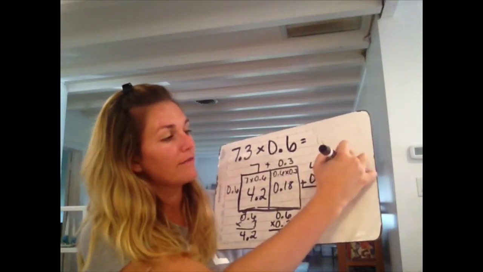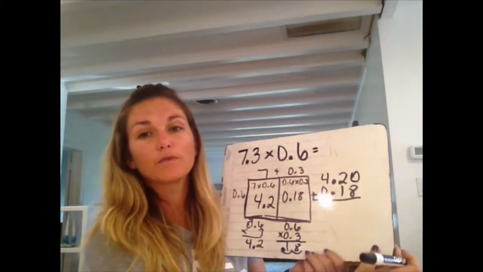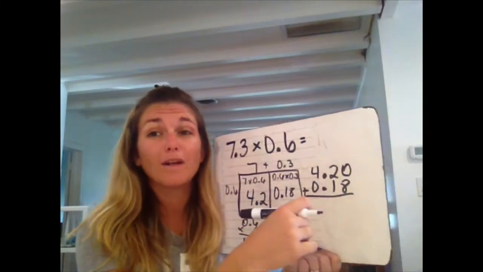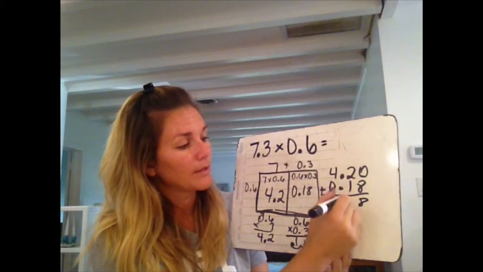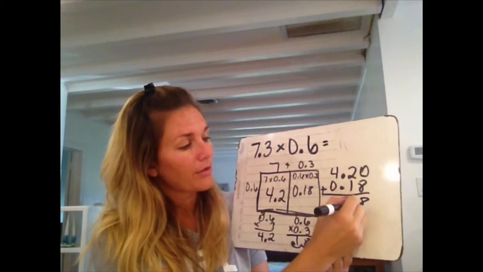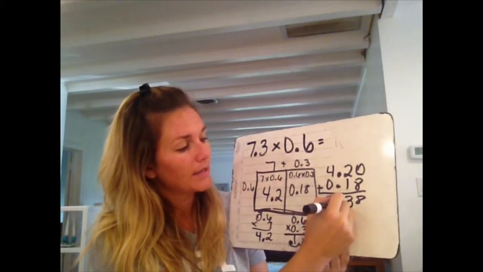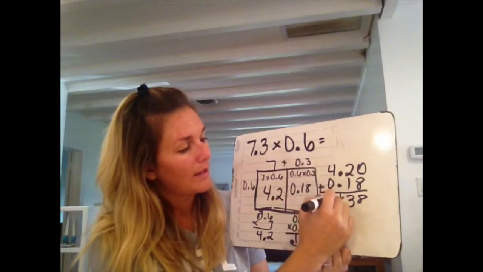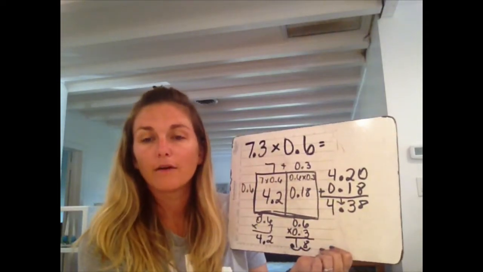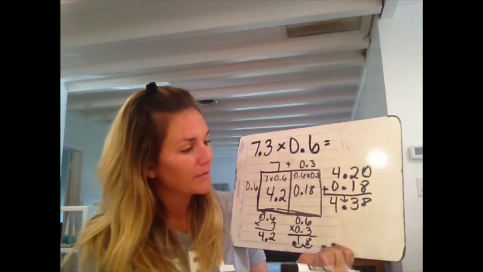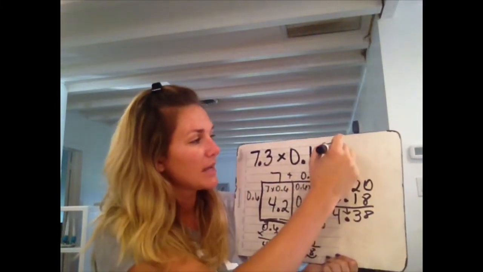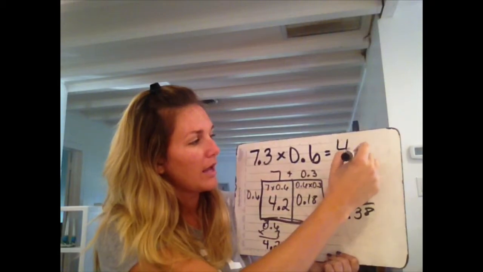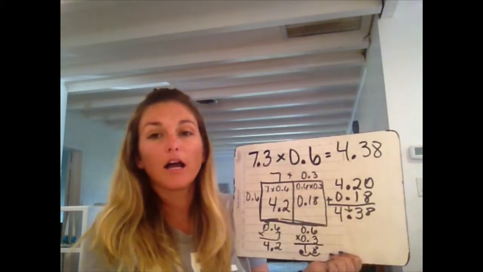Because I don't have anything in my hundredths place in 4 2/10, I'm going to make it 4 20 hundredths. So I have 8 plus 0 is 8, 2 plus 1 is 3. Drop down that decimal, and then I have 4 plus 0 is 4. So for my answer of 7 3/10 times 6/10, my answer would be 4 38/100.